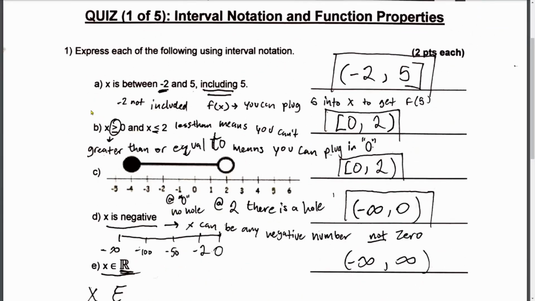The next question is x is greater than or equal to 0 and x is less than 2. So for this interval would be from 0 to 2. Because x can be greater than or equal to 0, we can include 0 in the function, so we would use a bracket, and then 2 would get a parentheses.